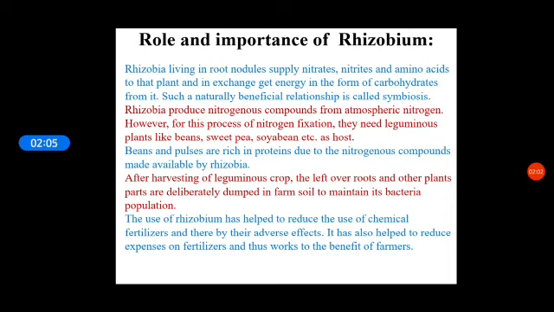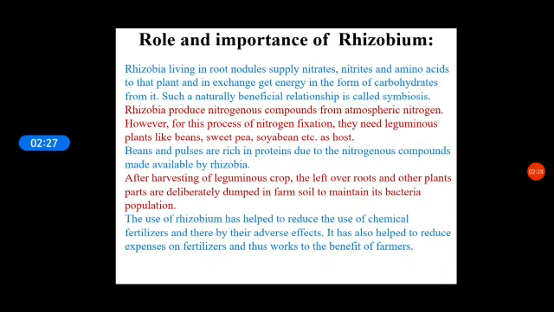Rhizobia produce nitrogenous compounds from atmospheric nitrogen. However, for this process of nitrogen fixation, they need leguminous plants like beans, sweet peas, soya bean, etc. as a host. Beans and pulses are rich in proteins due to nitrogenous compounds made available by rhizobia.